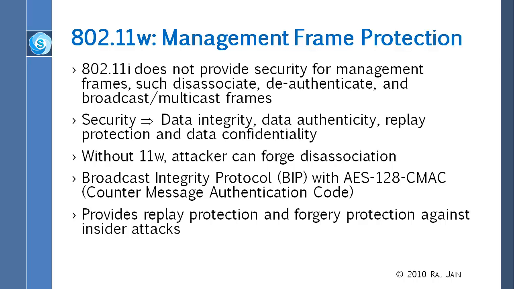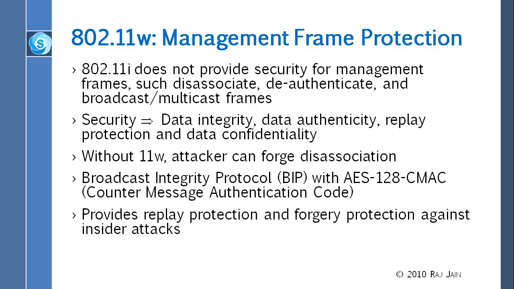Without 11W, attackers can forge disassociation. This was one of the common attacks, that you could just send a message saying, okay, I want to go, and then you're gone. Somebody else could say it for you, and then you're gone. Broadcast integrity protection, and they use a standard called AES 128 CMAC. The whole thing is a standard name. That is the encryption standard with which they protect the broadcast. So when you get a broadcast, you know that it is coming from a station, and you can authenticate that. It provides replay protection and forgery protection against insider attacks.